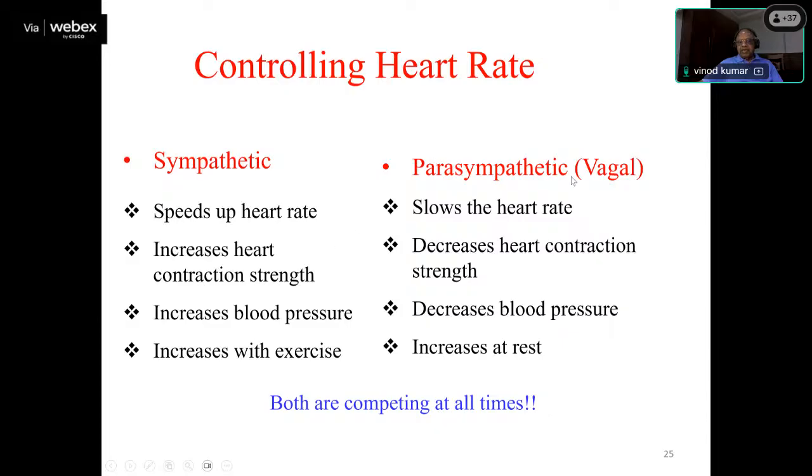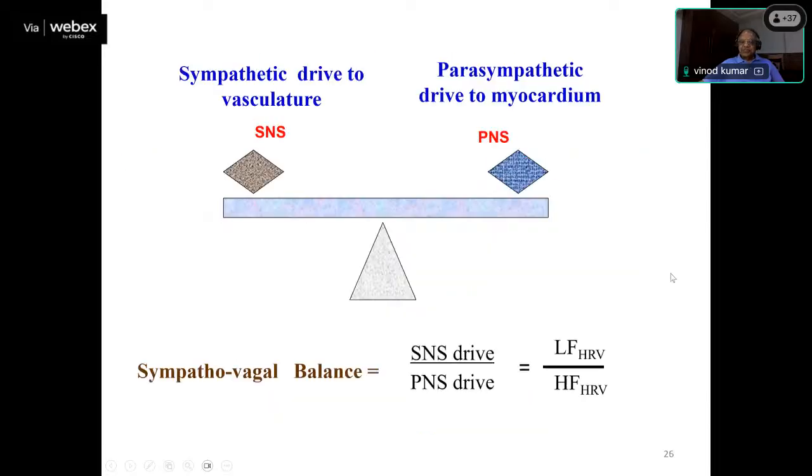Parasympathetic slows down the heart rate, decreases heart contraction, decreases blood pressure, and this increases with rest. Increases means relaxation will increase. If we are resting, heart rate will become slower. If we are resting, heart contraction will be much less. If we are resting, blood pressure will also go down. So that is why when a person is under stress or having high blood pressure, doctors ask the patient to take rest.